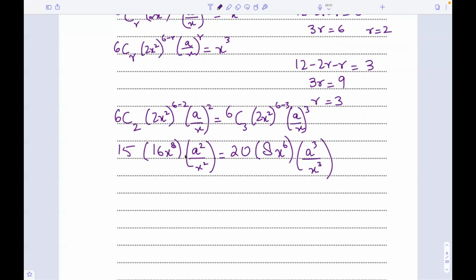Because this will cancel out to become x power 6, and this will cancel out to become x power 3, we are not looking for the powers of x, we are just looking for the coefficients, and they are equal. So we'll just use the coefficients, which are 15 multiplied by 16 multiplied by a square on the left hand side, and 20 multiplied by 8 multiplied by a cube on the right hand side. So a square and a cube will cancel, and we get an a on the right hand side. So we can write a is equal to 15 multiplied by 16 divided by 20 multiplied by 8. Simplifying these values, we get a is equal to 3 upon 2.